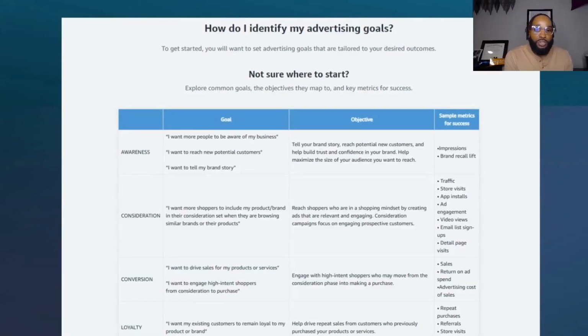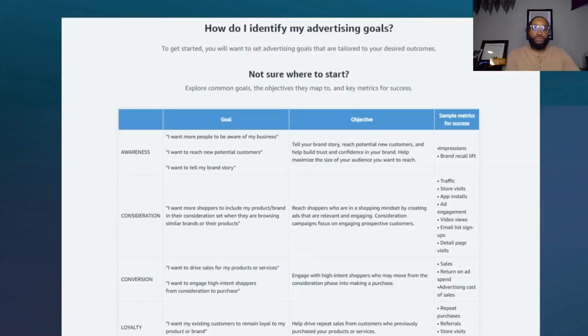So if your goal is, I want more people to be aware of my brand, at that point you're going to be meeting customers who are in the brand awareness stage, which is stage one of the Amazon customer shopping journey. In order to reach those customers, you would definitely want to run a sponsored brand campaign as well as a sponsored product campaign, which is your sponsored ads. That way you will be able to tell your brand story, introduce people to your brand, as well as educate them on your entire product line and your offerings.